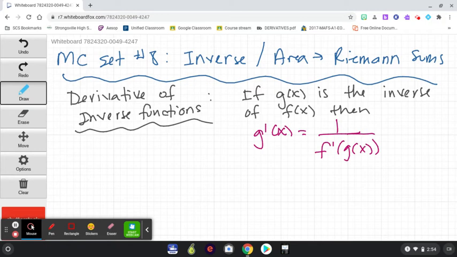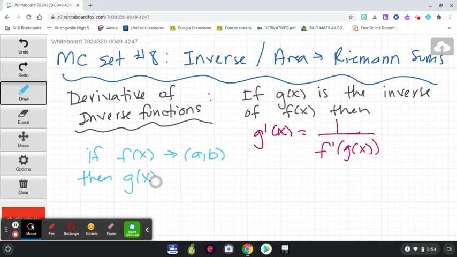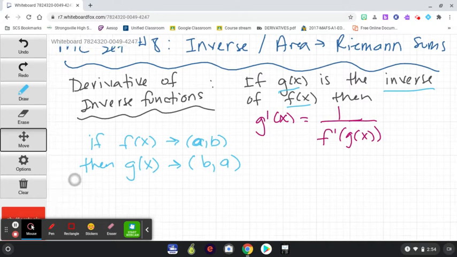and you have to remember the relationship between these functions, right? And so I know that if f of x has the ordered pair a comma b, then g of x, my inverse function, has the ordered pair b comma a, right? One of the properties of inverse functions is that their ordered pairs are flipped, okay?